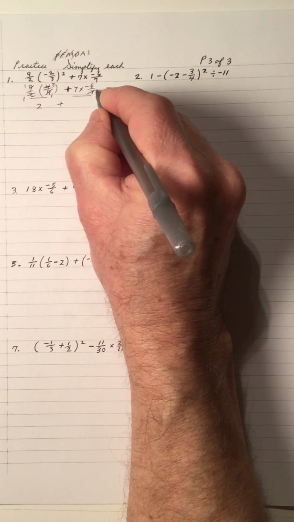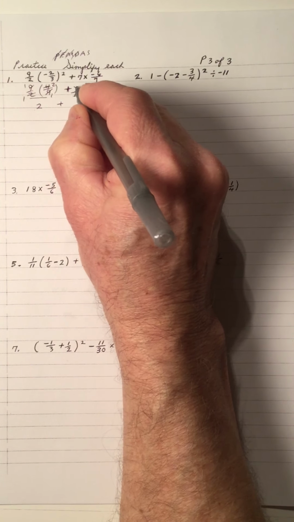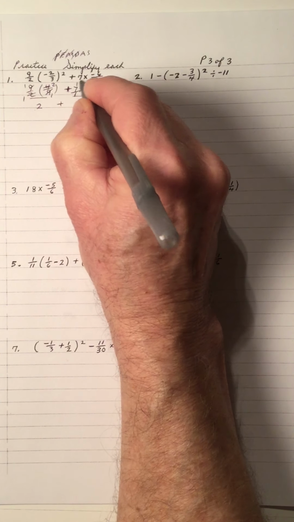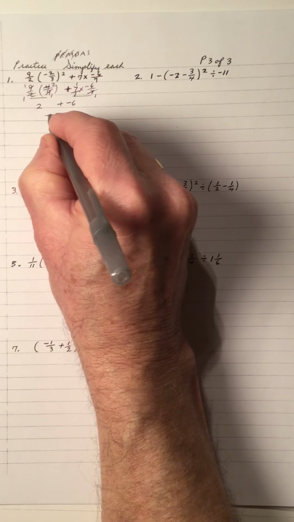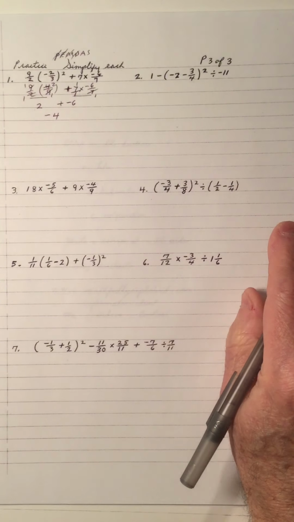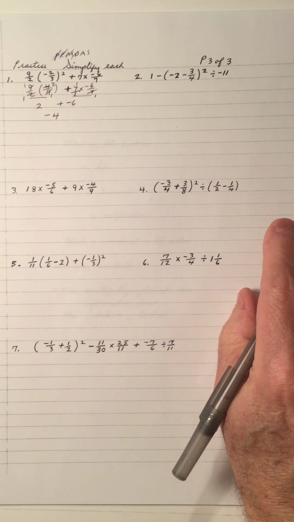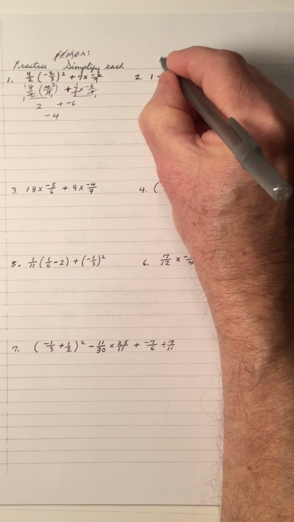And you cancel here because that's 7 over 1. The 7s cancel once. So that gives me -6 over 1, which is -6. And when I add, I get -4. Number 2, PEMDAS.